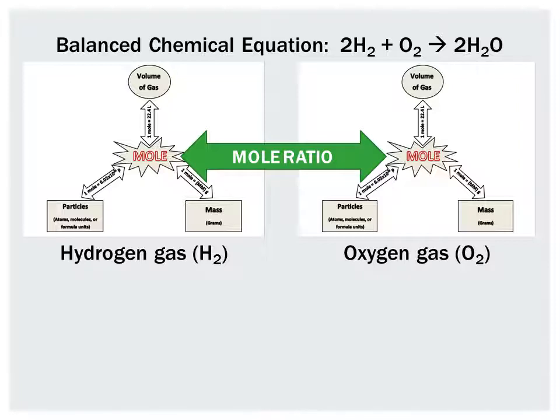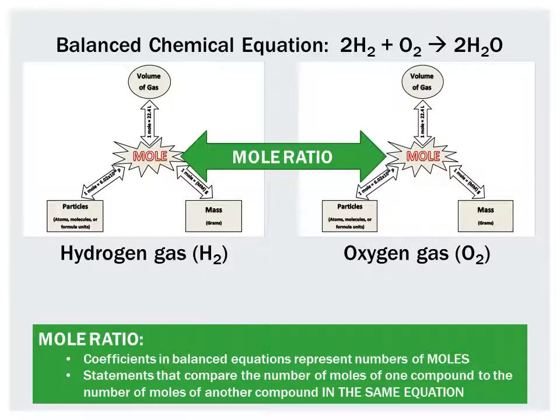Last unit we practiced how to get from particles to moles, mass to moles, and volume to moles. The previous unit we practiced how to get a balanced chemical equation. Now we're going to put that together by introducing this new term called the mole ratio. I want you to write down what a mole ratio is. Mole ratio uses the coefficients in a balanced equation, and those represent the number of moles.